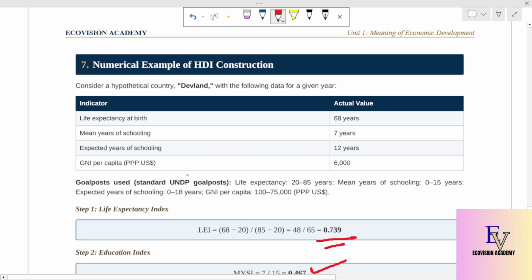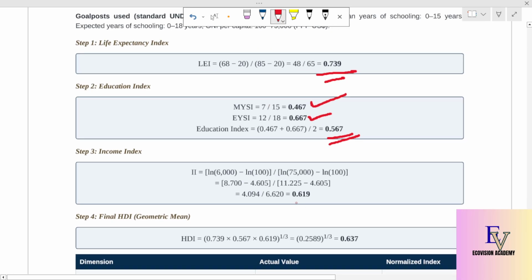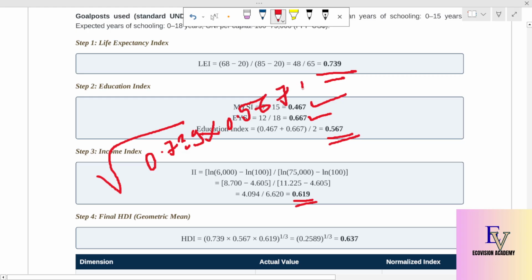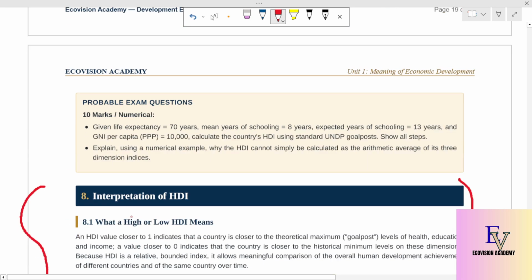After that, the income index, that is 6,000. Again for that, log of 6,000 minus log of 100, divided by log of 75,000 minus log of 100, you get 0.619. Then you just calculate 0.739 into 0.567 into 0.619, this to the power 1 by 3. This is basically the geometric mean, and after taking the geometric mean you get the HDI. And how to interpret the HDI?